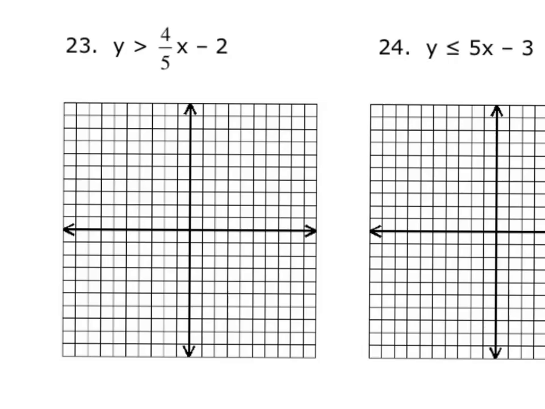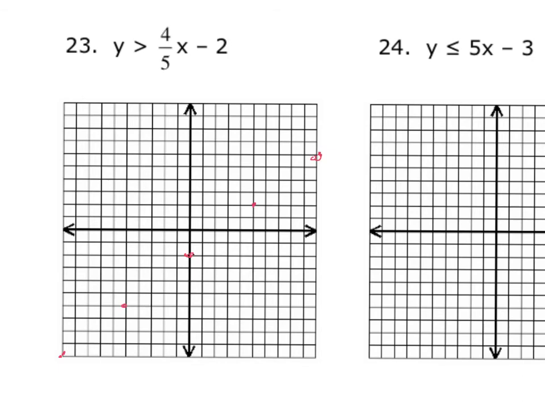Okay, 23 through 25, graph the inequalities. So we're just going to look at the m and the b. The b is negative 2. So I'm going to put my y-intercept at negative 2. And we're going to go up 4 and over 5. That's going to be here. And then up 4 more, over 5. And then we're going to do the same going backwards. So down 4 and over 5. Down 4 more, and over 5.